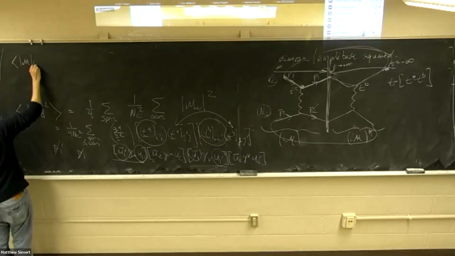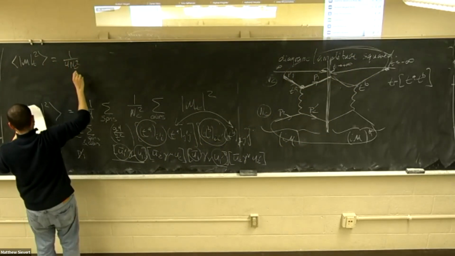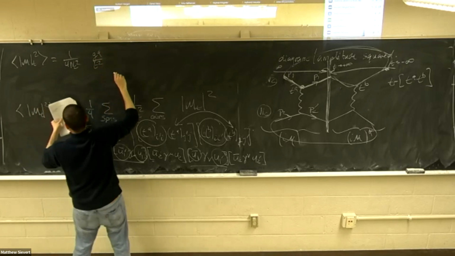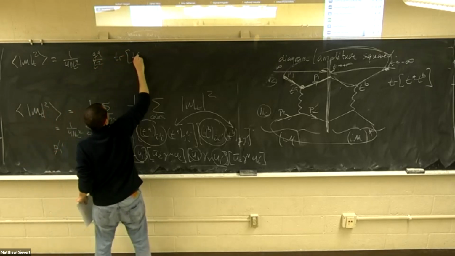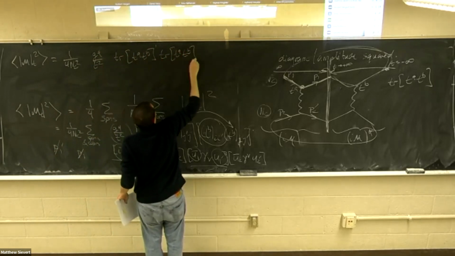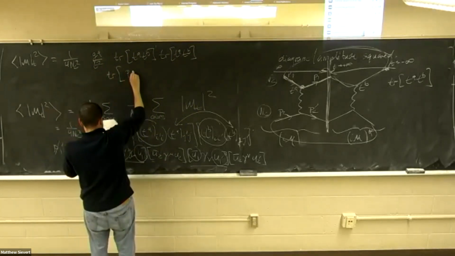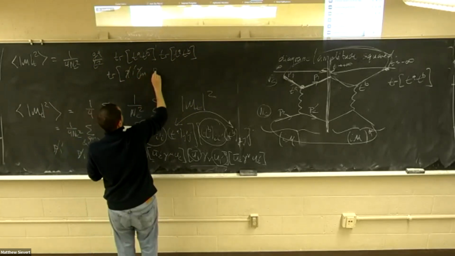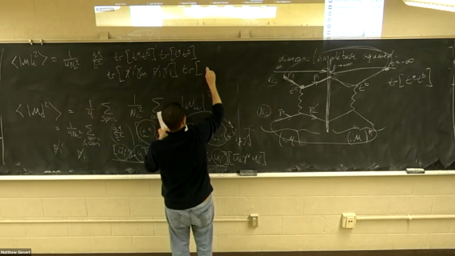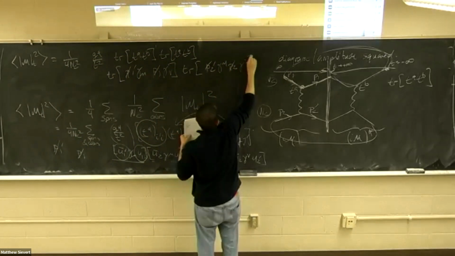So I get the average T-channel amplitude squared is 1 over 4 NC squared, times g to the 4th over Mandelstam t squared. Then I have trace of T^A T^B, another trace of T^A T^B. And then I have the fermion traces: trace of p1' slash gamma^mu, p1 slash gamma^nu, trace of p2' slash gamma^mu, p2 slash gamma^nu.